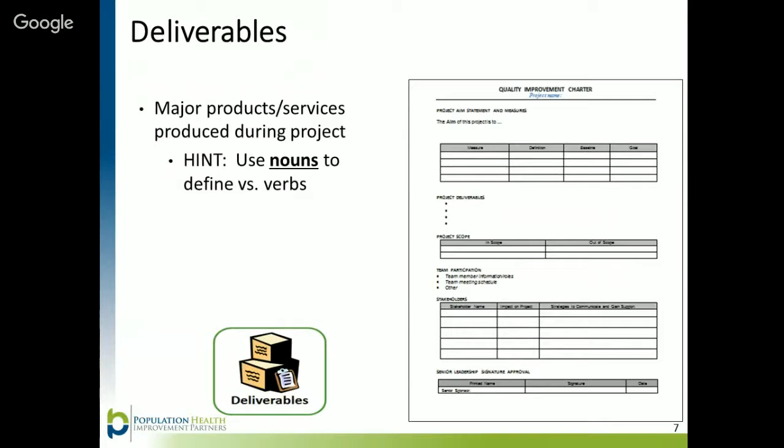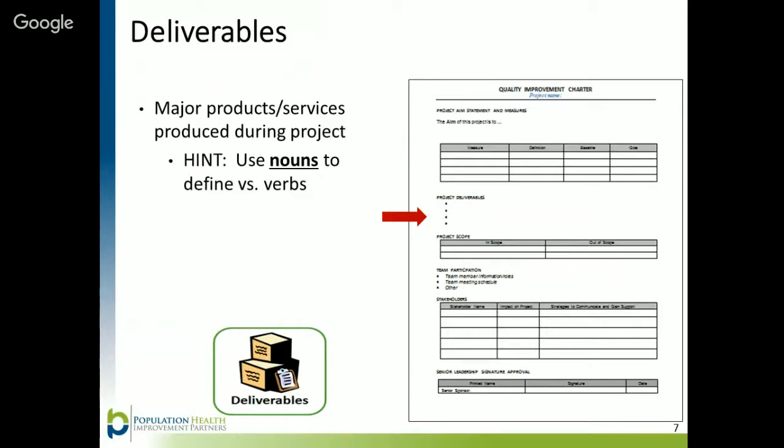The project deliverables section answers the question, what products will be produced as a result of this project? The words used in this section should be nouns or things, not verbs or actions. For example, the project may produce educational materials, a sustainability plan, written policies, etc. Once key deliverables are identified, a high-level timeline can be created to communicate by when these key deliverables should be completed.